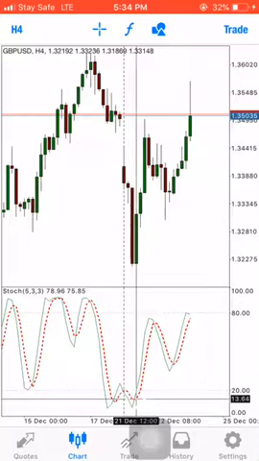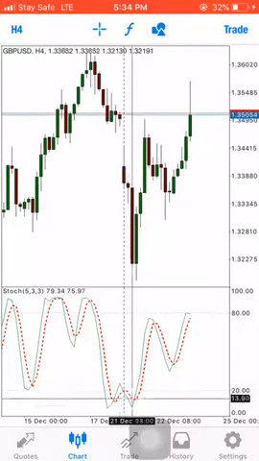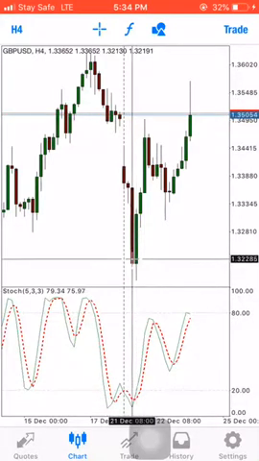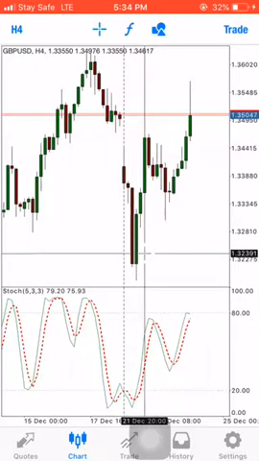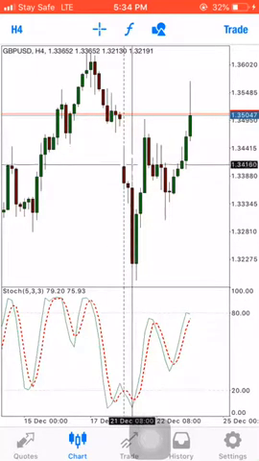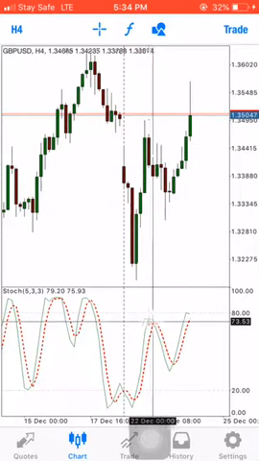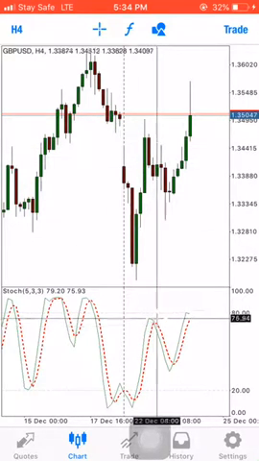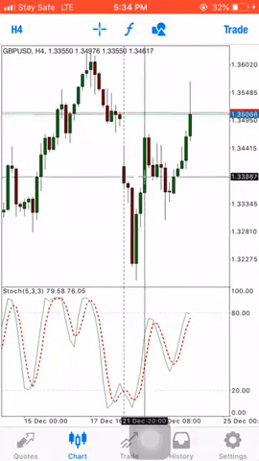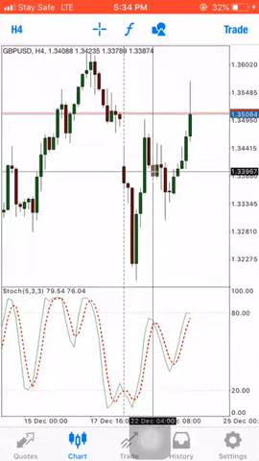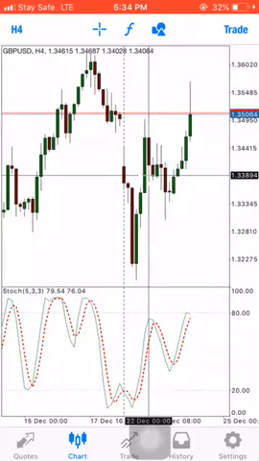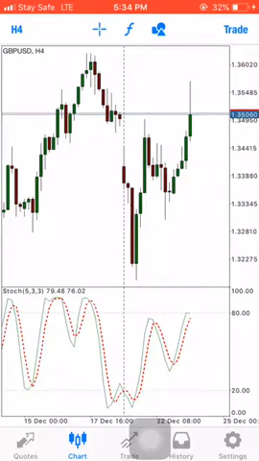You can see this here. You can see at this point this crossover happened. This was the point where you could have bought, and then you got many pips, and then what happens? You close at the other cross. So when this cross happened, which is around here, you close the trade. It's that simple.